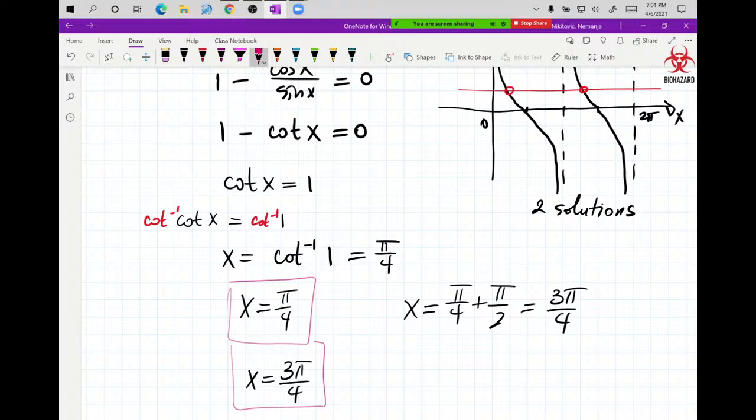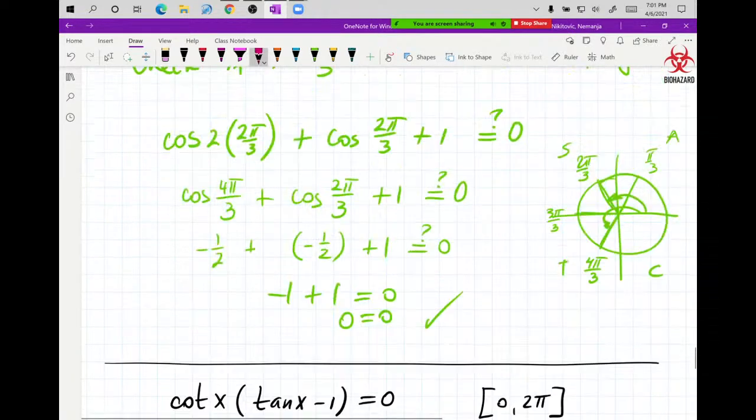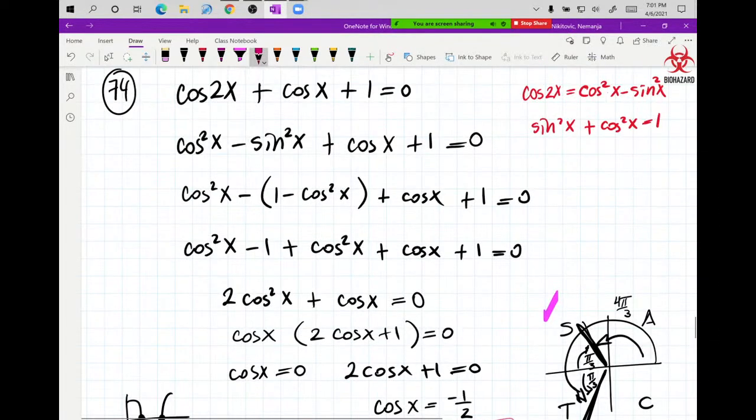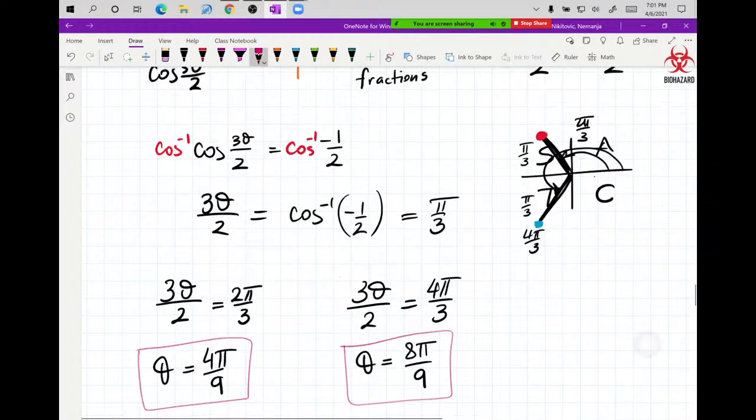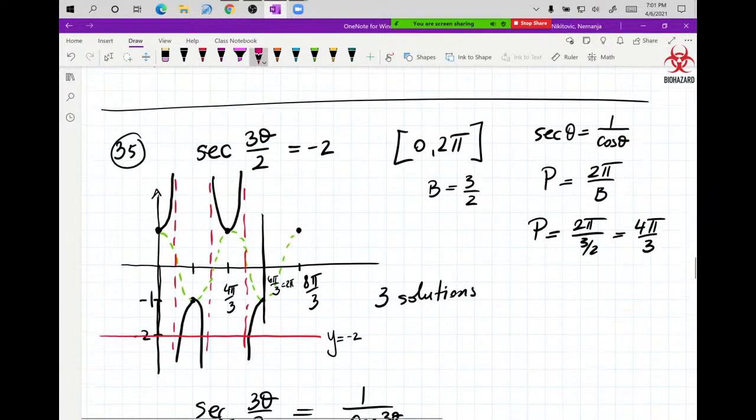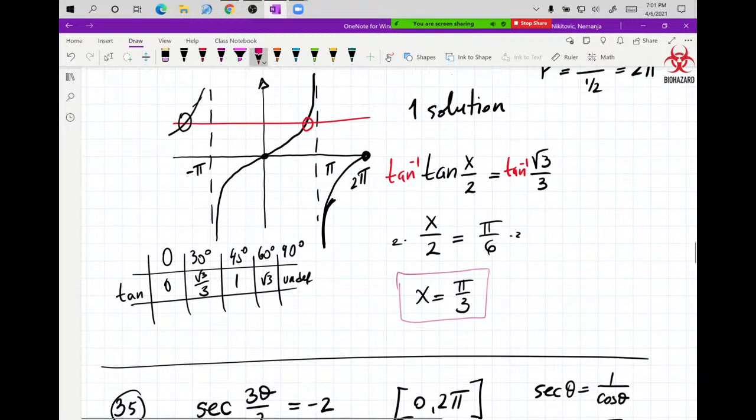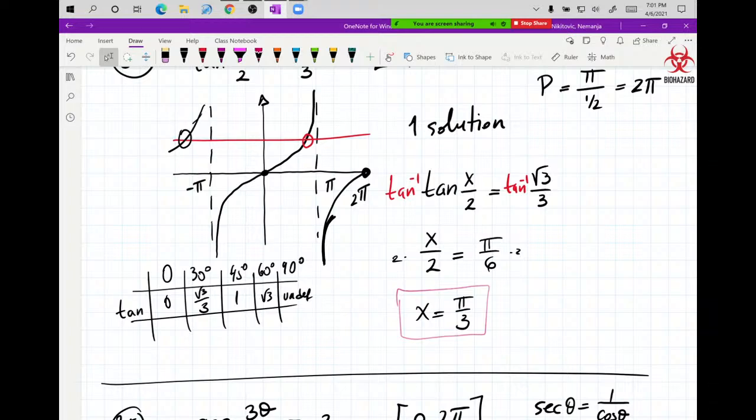Any questions, concerns about these trigonometric equations? Yeah, a little bit convoluted here and there, but doable. Everything was 100% clear. Awesome.